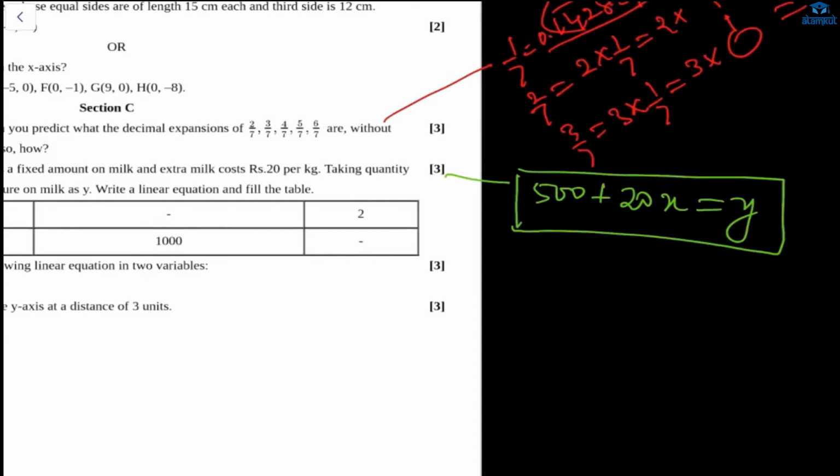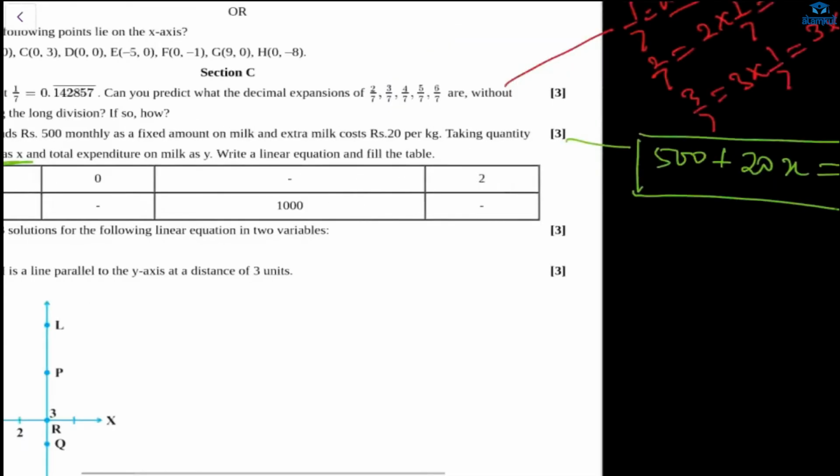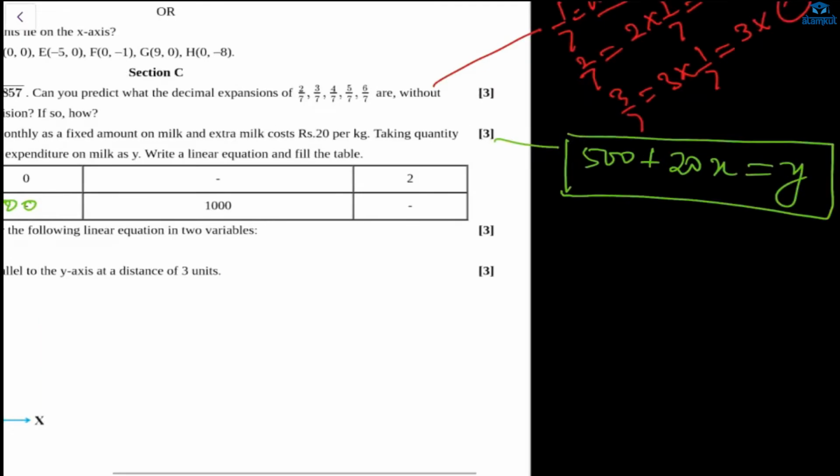Understood? Now you have to find the values. We put the value x equal to 0 in the equation. If you put X as 0, obviously the second term will become 0 and Y will become 500. No doubt now. And if you put the value of Y as 1000, what will be the value of X? It will be 25. And if you put the value of X as 2, it will be 540.